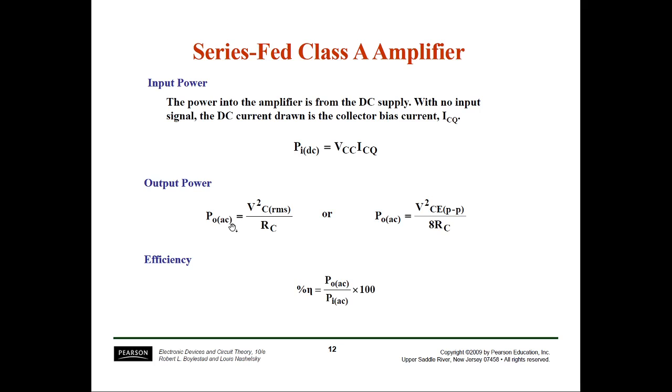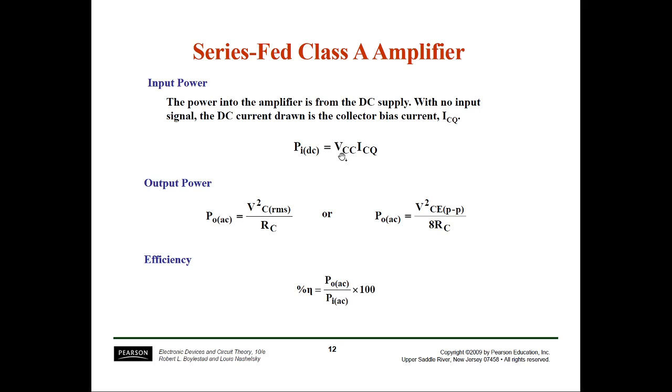The output power is calculated as V squared, the RMS value of VC, divided by RC. We know that power is equal to VI, and if I place I equal to V by R, I get V squared by RC as the output power. If I use the peak to peak value instead of RMS, I have to write VC peak to peak squared divided by 8 RC.